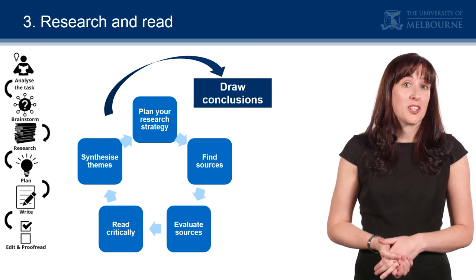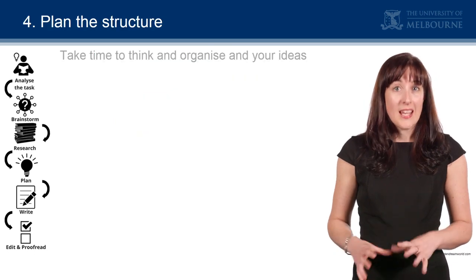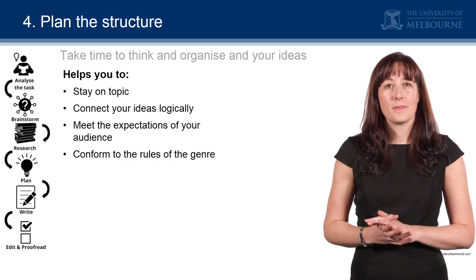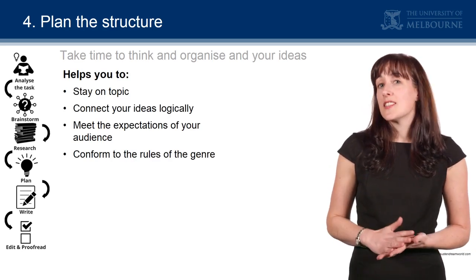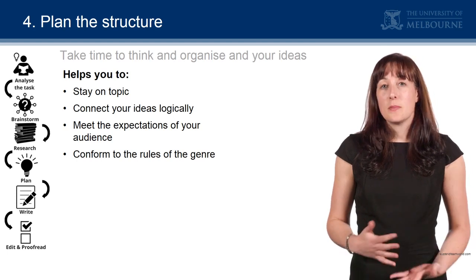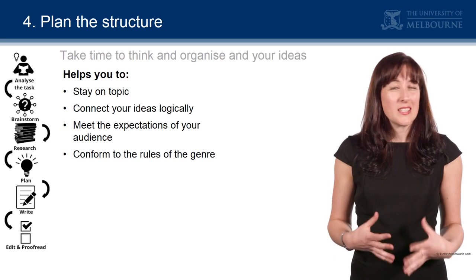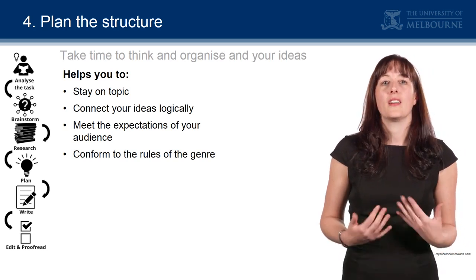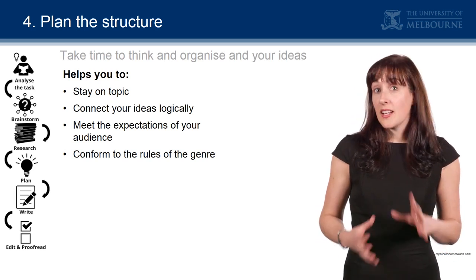Although you may feel under pressure to start writing, once you've gathered enough research to draw conclusions, it's important to take time to think and organise your ideas. Planning helps you to stay on topic, achieve coherence and cohesion, meet the expectations of your audience, and write according to genre. It's important to consider genre, aim, and audience at this stage, as different types of tasks require different structure and approach. There are different ways of organising your ideas.